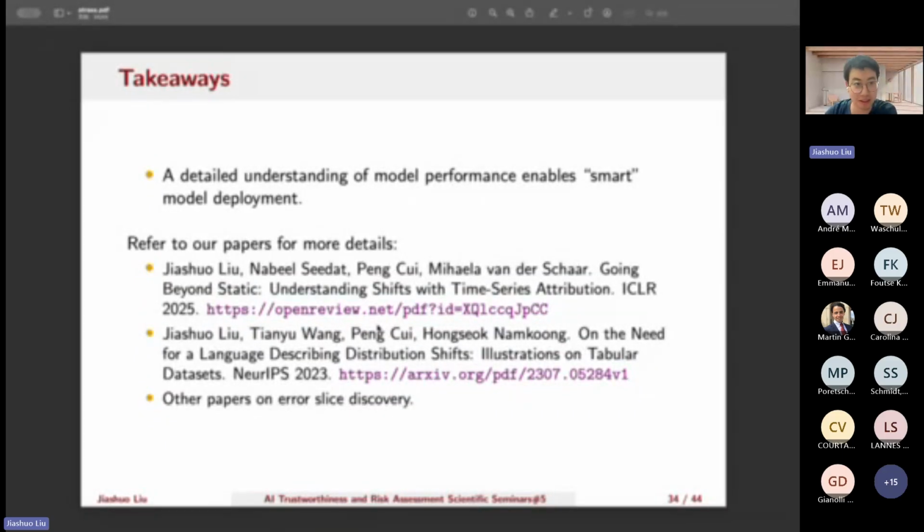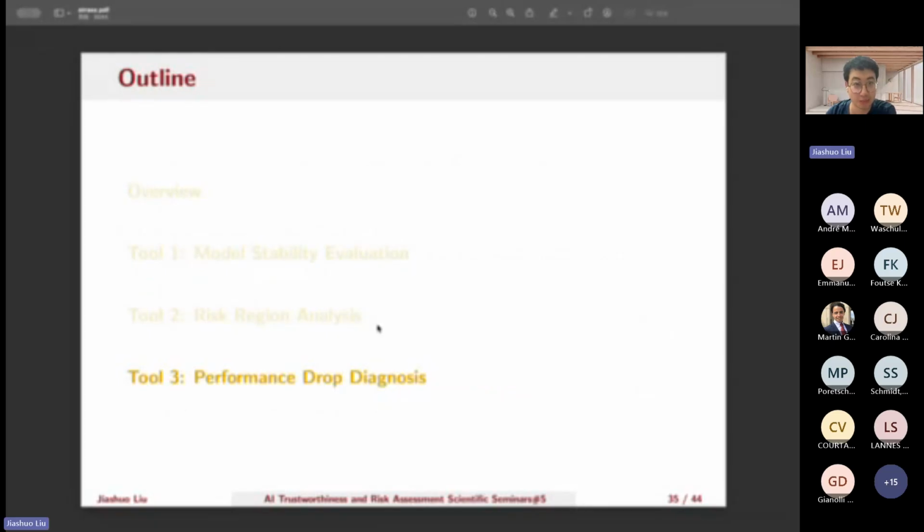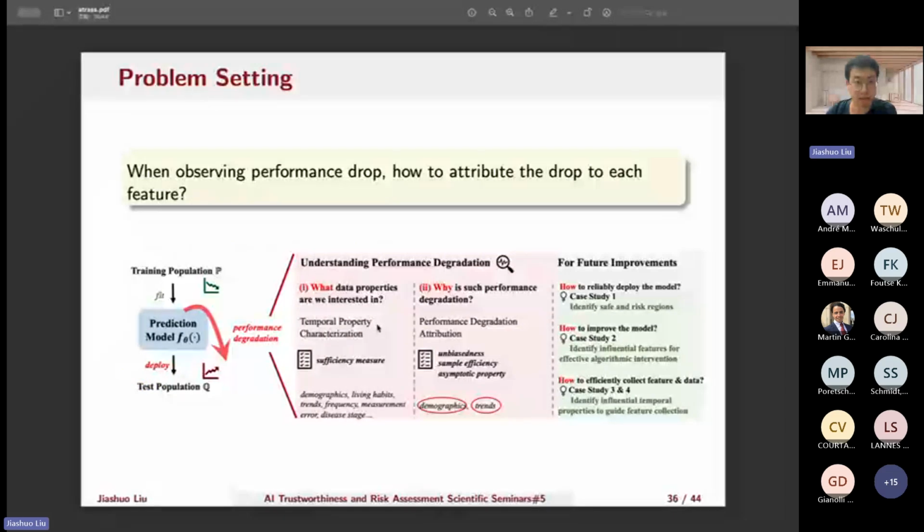Here's our second tool. Then we move on to our third tool, the performance drop diagnosis. Here, we would like to deal with one situation: when observing a performance drop, how to attribute the drop to each feature. If you look at this figure, we train our model on one distribution P, and then we deploy it in another distribution Q.